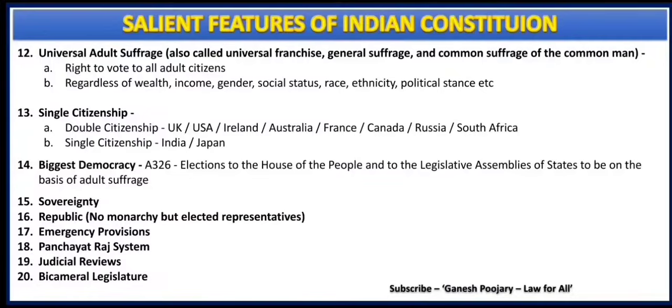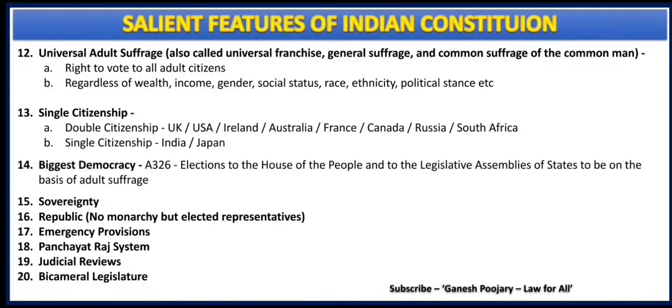What is the 13th feature? We in India have single citizenship. There are many countries in this world that have double citizenship, but we have single citizenship. First of all, we need to understand what is double citizenship and what is single citizenship. We in India have only one citizenship, that is Indian citizenship. We don't have state citizenship as such. Like I have Karnataka citizenship, someone has Maharashtra citizenship, or Madhya Pradesh citizenship, or Delhi citizenship, or West Bengal citizenship. These kinds of citizenship we don't have. We have only one citizenship, that is to the country, Indian citizenship.